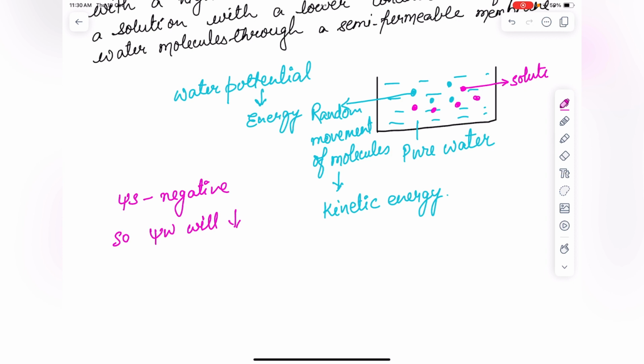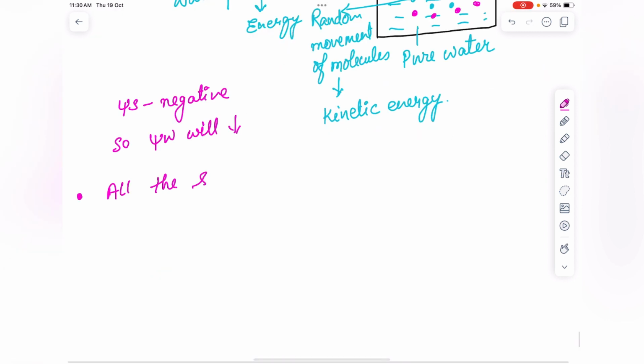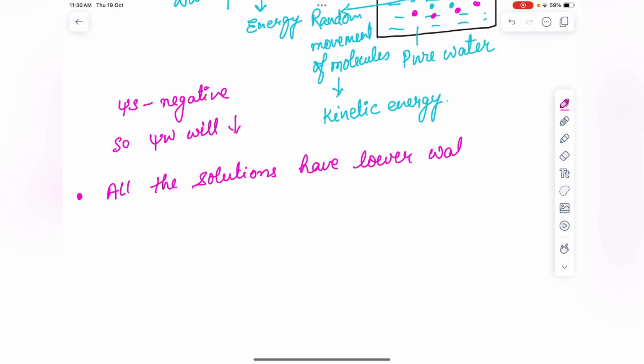So all solutions have a lower water potential than pure water. We can say that all the solutions have lower water potential than pure water.